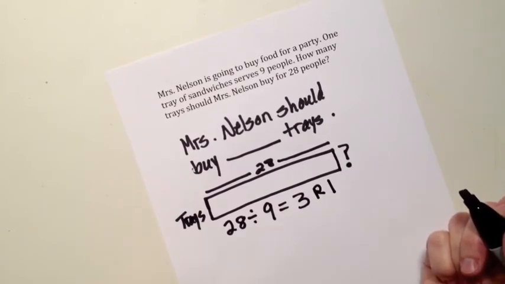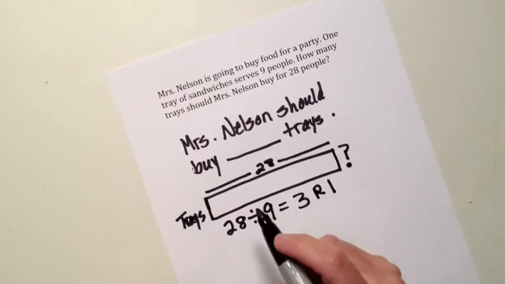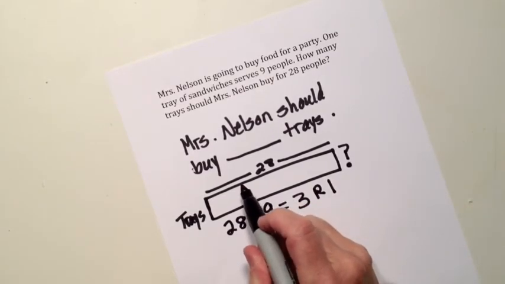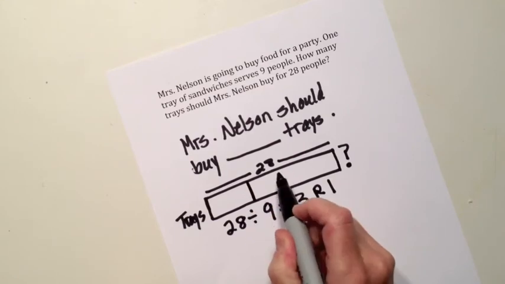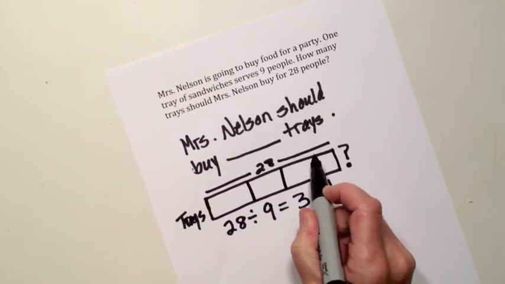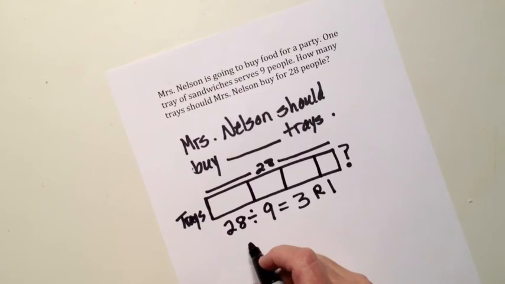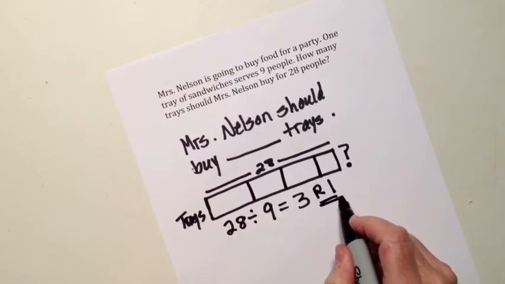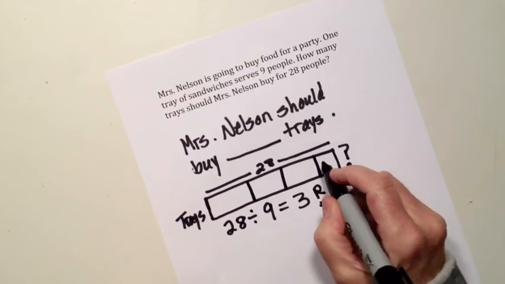So now I have to figure out what this means. I have to interpret this answer. Well, if I take 28 and I want to divide it into 3 equal groups, I know that 9 times 3 is 27. So I have this 1 left over. So I have this remainder of 1 here.